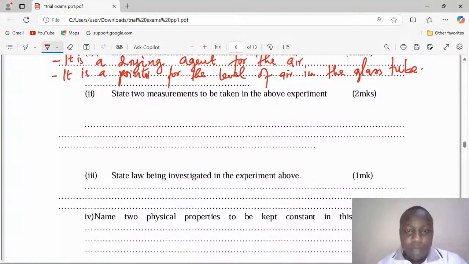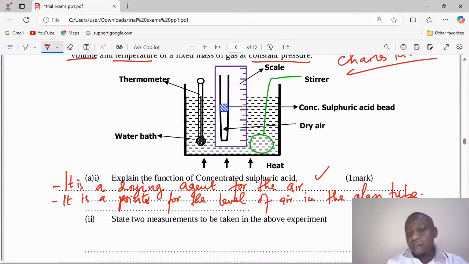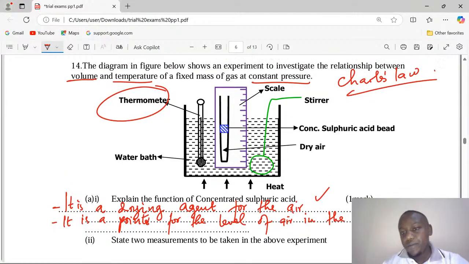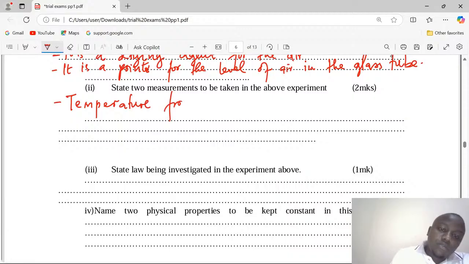Roman 2 states measurements to be taken in the above experiments. So you are just guided by the apparatus provided. One of the apparatus is the thermometer. So apart from the apparatus, what is necessary? What should be compared when verifying Charles' law? From the thermometer, we measure temperature, from the thermometer that you can see.